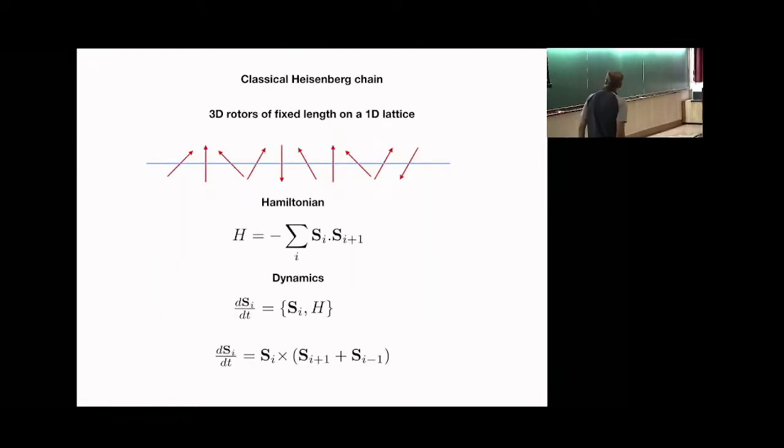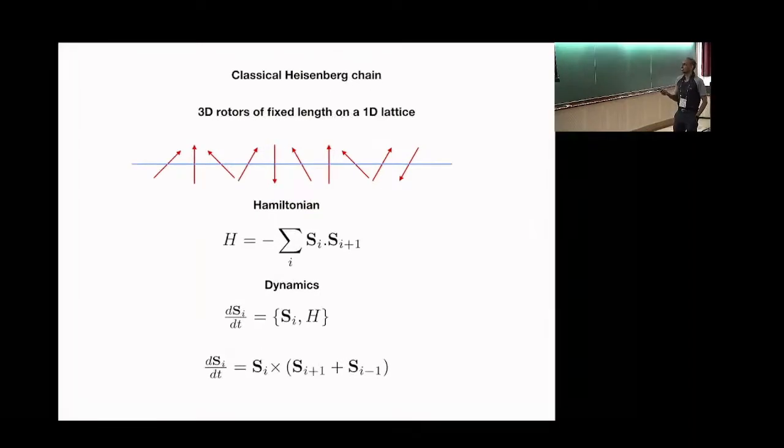Before I get into exactly what we have done, let's just start with something that most people here would be familiar with, which is a classical Heisenberg chain. You can just think of this as three-dimensional rotors of fixed length on a one-dimensional lattice. And the simplest Hamiltonian that you can write down for this system is something like this, in which you have nearest neighbor exchange.